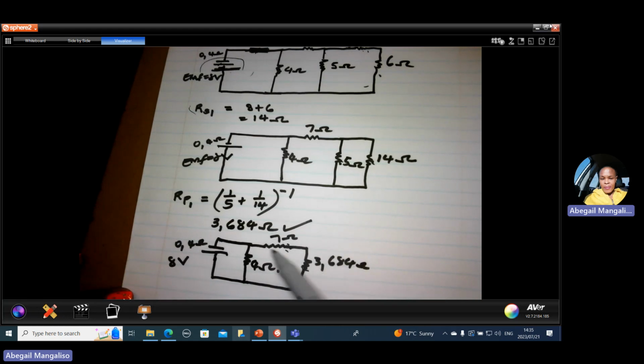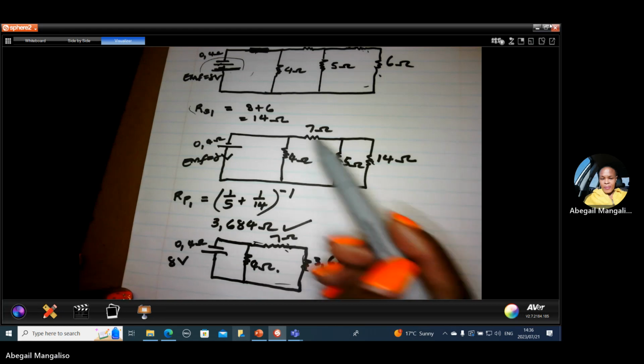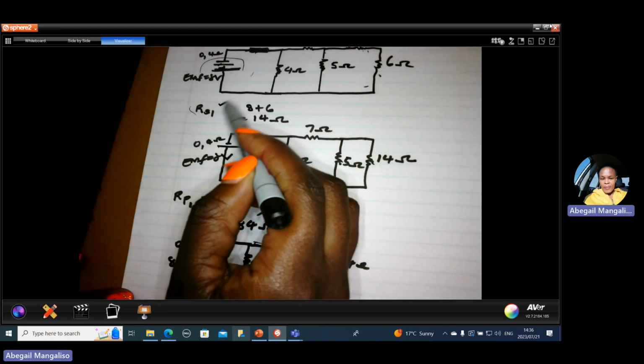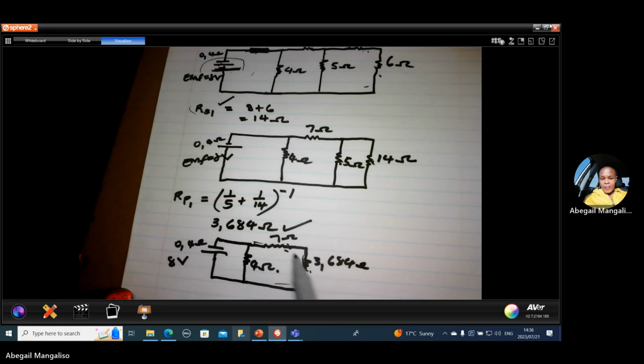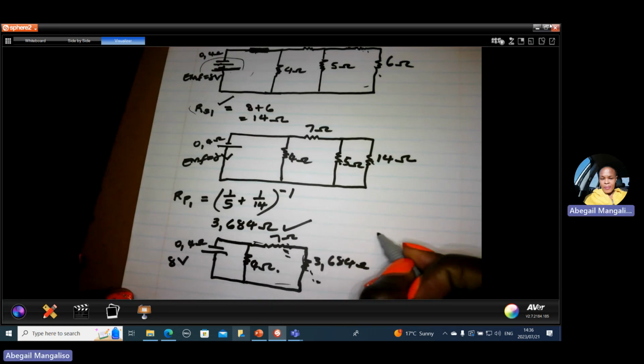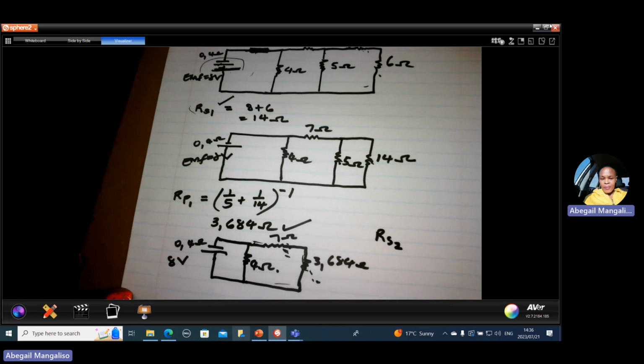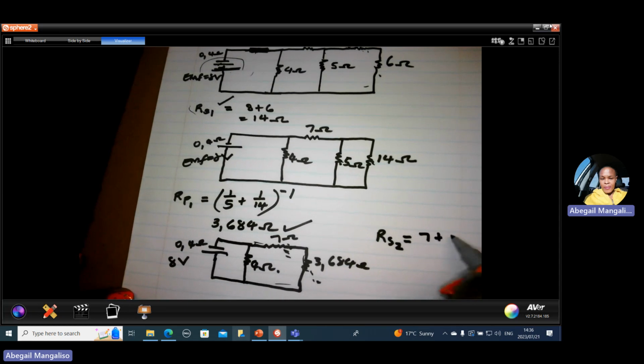So the 7 and these 3 are just connected by this one conductor. There is no junction, so they are series. We had the series 1, so this will be series 2. This is the second connection that is series, so it will be RS2. RS2, when they are series, is just 7 plus 3.684. And the answer will be 10.684 ohms.